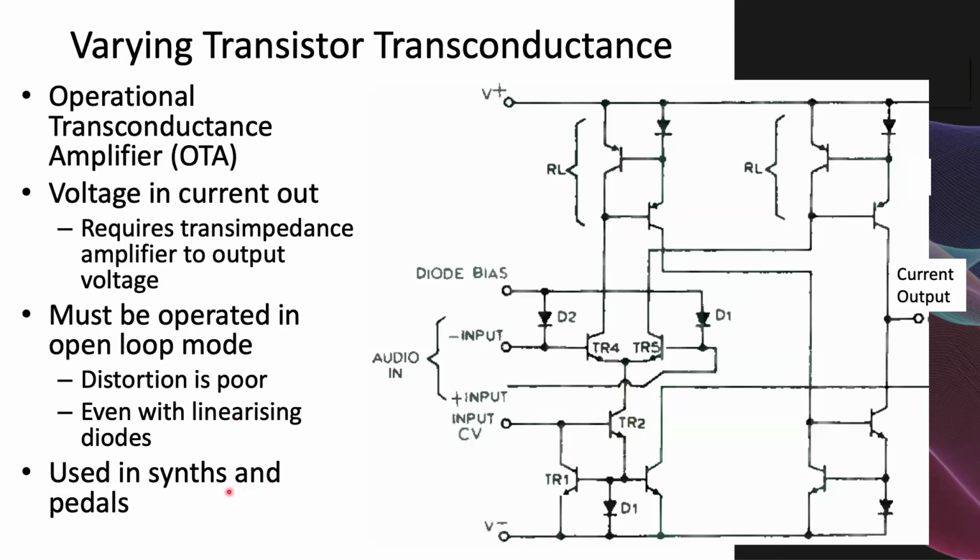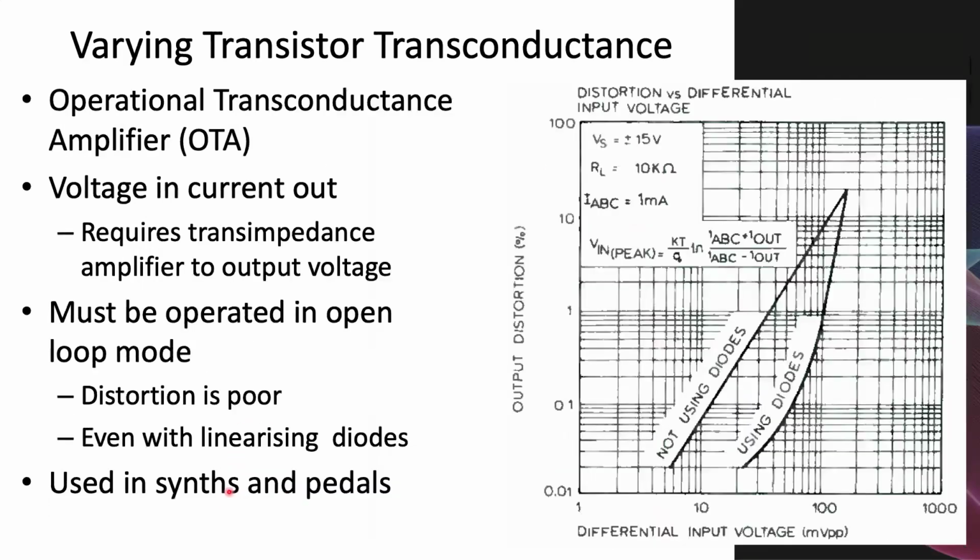It was used in synths and pedals quite a lot, but you can see without using the diode, if you get more than 30 odd millivolts coming into it, you've got 2% distortion. You can get that up to a whole 100 millivolts if you use the linearization diodes, but this is not something you could call high fidelity or good quality. But useful nevertheless.